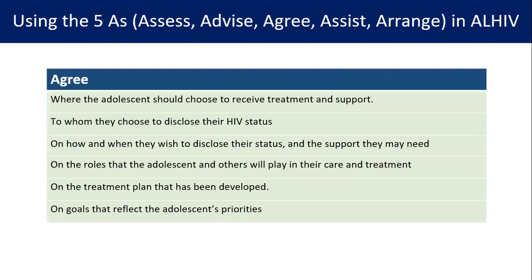Then you have to make them agree on to whom they will choose to disclose their HIV status, how and when they wish to disclose their status, and what support they may need, and then want a treatment plan that has been developed by them. They have to agree that they will take this treatment properly, and the adolescent's priorities are also taken into consideration when you're discussing this plan.